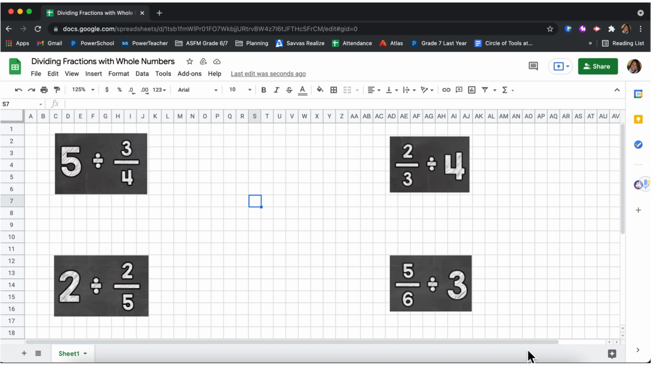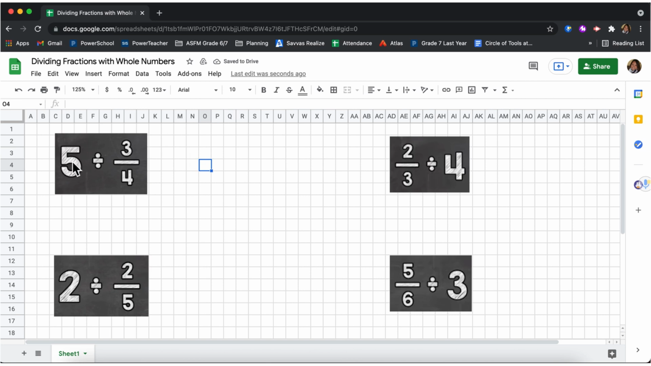Hi everyone! In this video, we're going to take a look at dividing fractions with whole numbers. And we're going to do this lesson in a Google Sheet. The reason is that this Google Sheet is a little fancy. It can help us create our models, and it's fancy because if I put in the number 1, it changes that little square into a color. So that's what we're going to use today. So let's just get started.